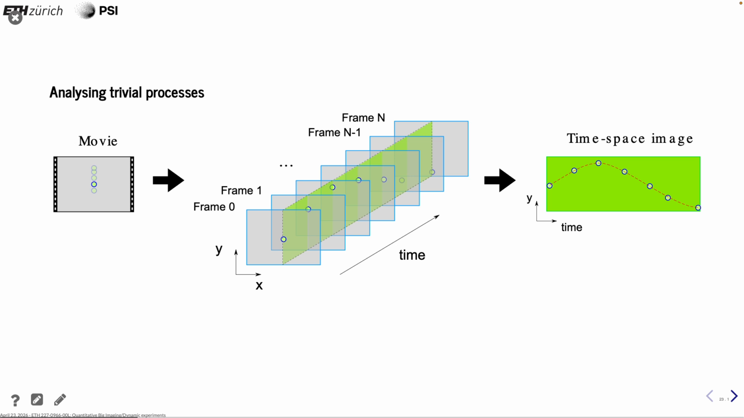Instead, if we view the movie as a three-dimensional volume, then we can do cut planes. We have x and y, the spatial coordinates of the movie, and we have time. If we cut a frame along, for example, y, a vertical coordinate, and time, then we would get an image showing the sine curve straight away, which makes it much easier to analyze.